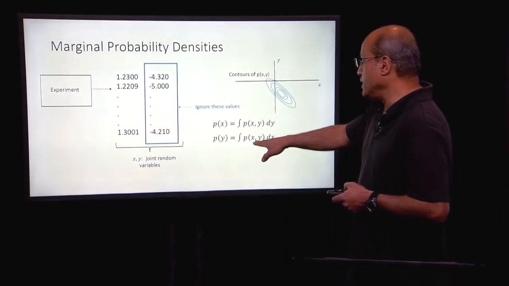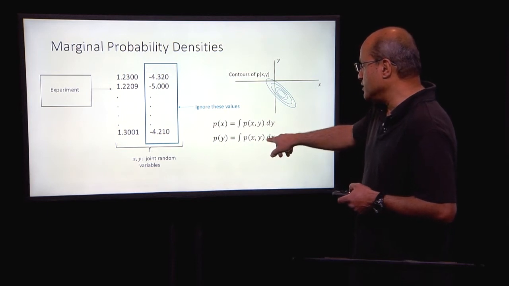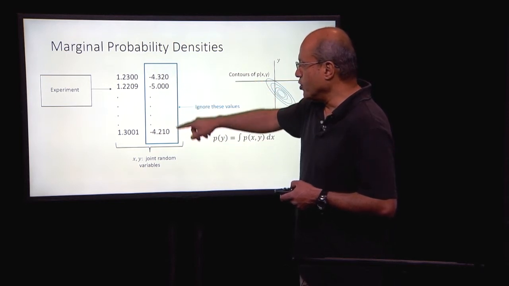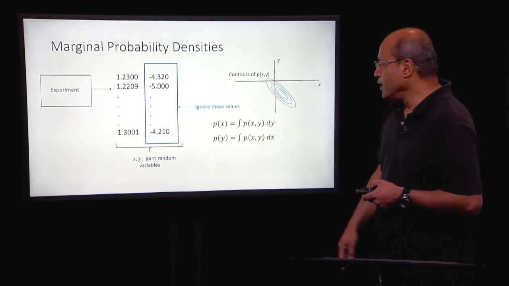And of course, you can do the same for y. You can take the joint density, integrate out x, and what you will get is simply the probability density of the y variable.